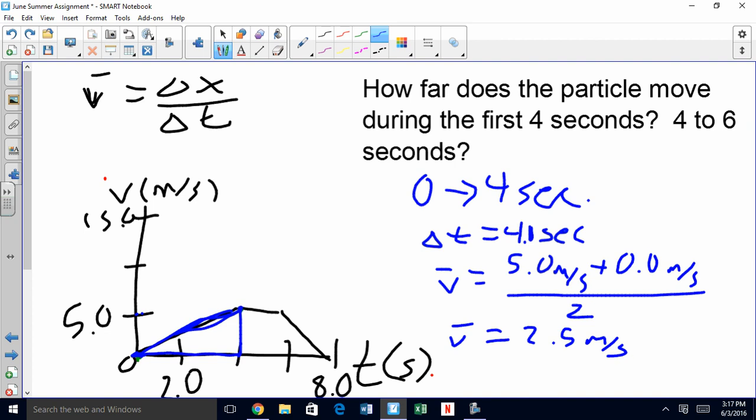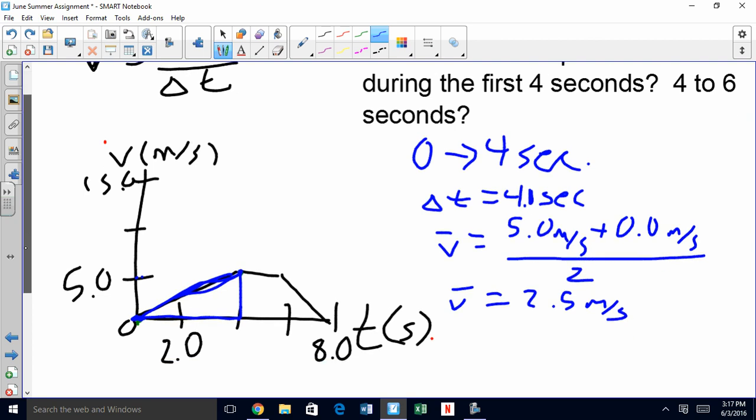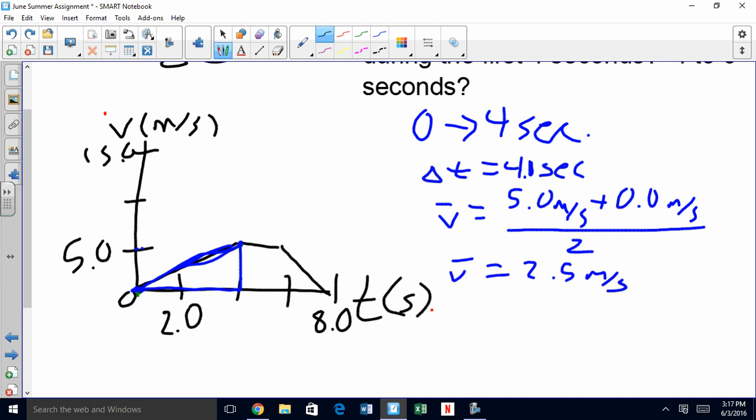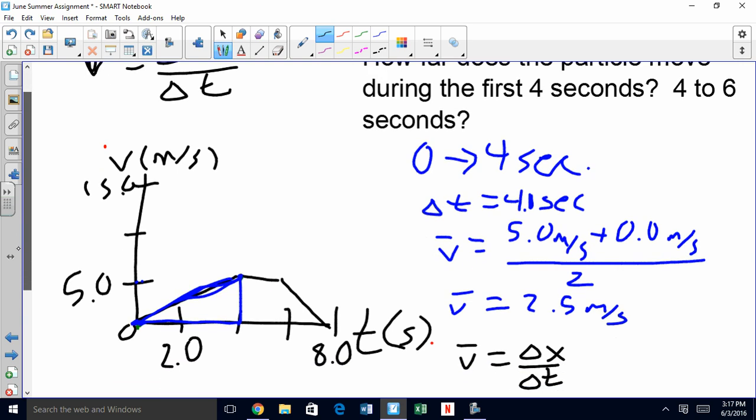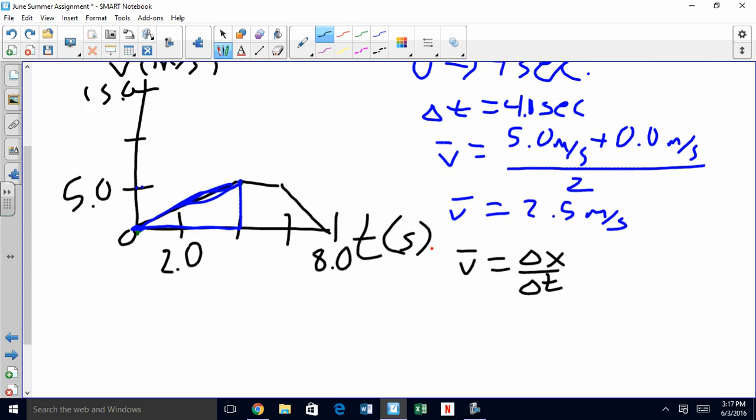Now, I can't use this equation quite the same way that I did before, because I'm looking for a different quantity. So if I think about my equation, v bar is equal to delta x over delta t, it asks us how far does the particle move? Well, if I'm looking for how far, I'm looking for delta x, the change in position or the displacement. So I'm going to solve this equation for delta x. I'm going to multiply both sides by delta t to get delta x by itself, and I would have delta x equals v bar delta t.